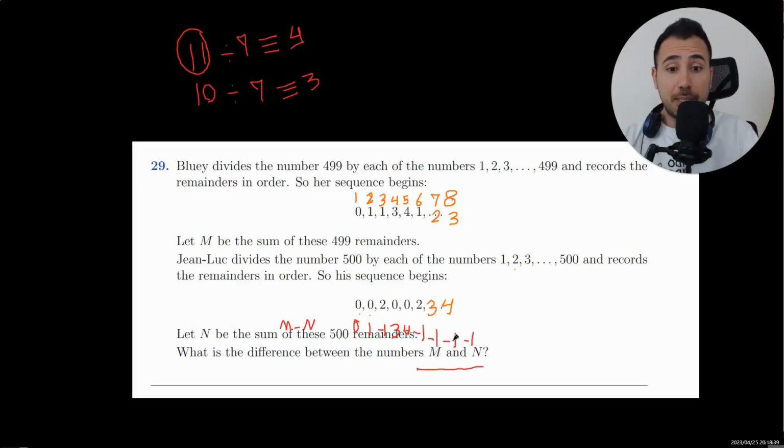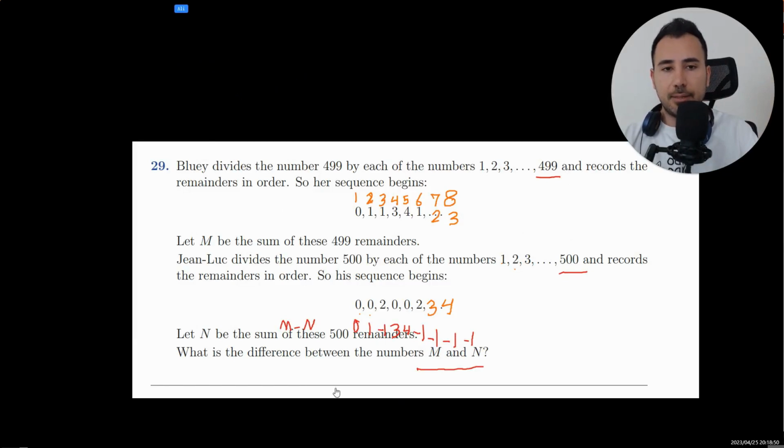When doesn't it repeat? Well, when 499 or 500 is divisible by a number. So we know that 499 is a prime number. So easy peasy, right? It will not be divisible by any number, just 1 and 499. Okay, but 500 is divisible by a lot of numbers. So we just have to find those, okay?